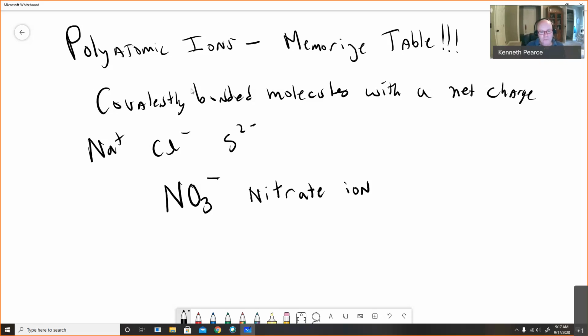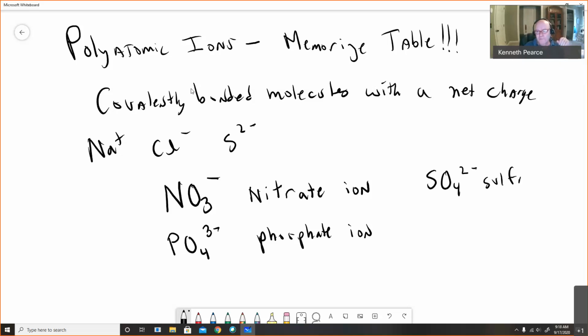And we have others, like this one. This is called a phosphate ion. And there's a list of them. It's something like 22 different polyatomic ions. Some of them are used a lot more than others, and some are not used as much as others. And we have some more common ones, like this one. This is the sulfate ion, and so forth.